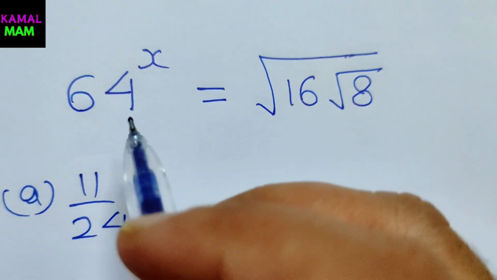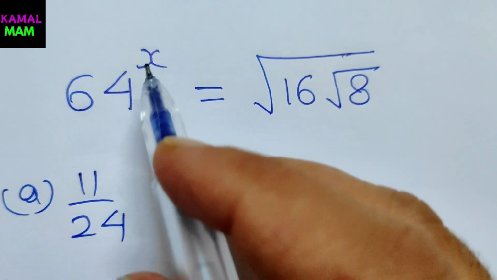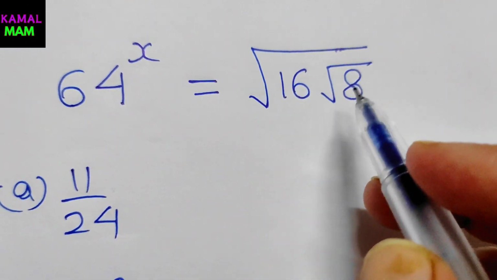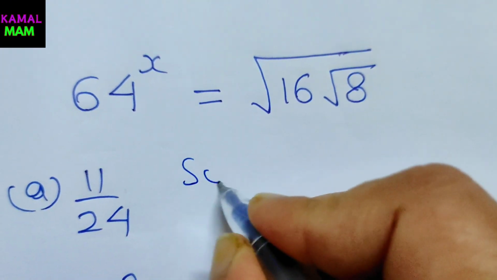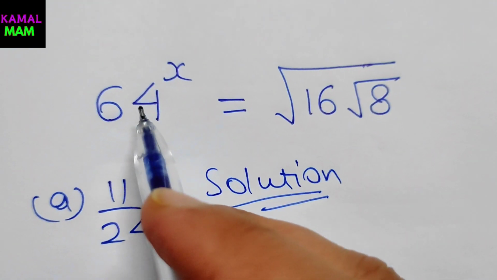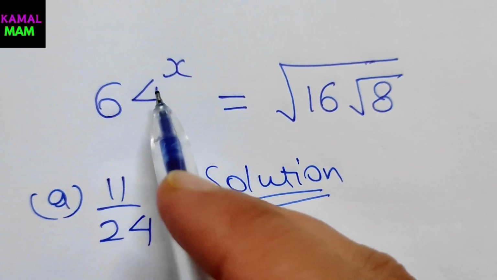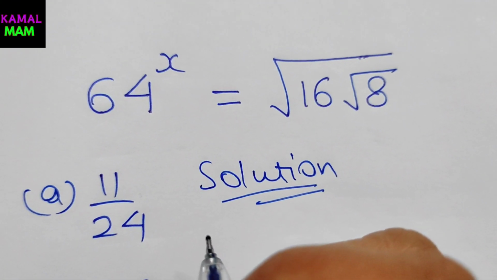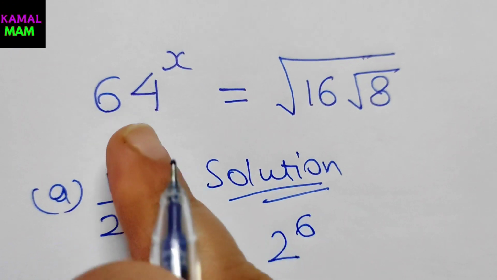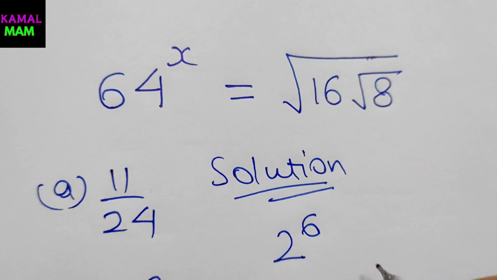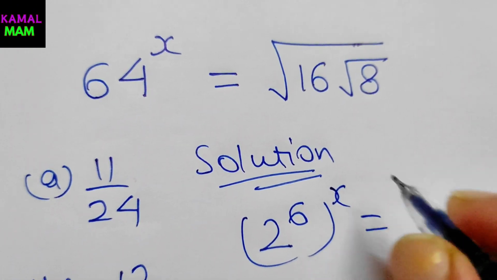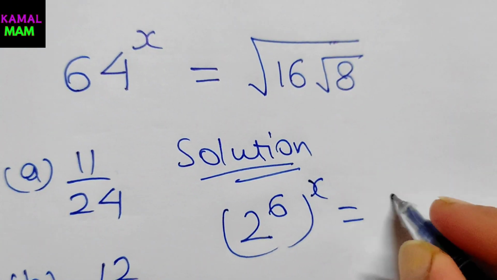So our next question: 64 raised to power x is equal to the square root of 16 times the square root of 8. So its solution is, firstly we can write 64 in terms of 2. How can we write it? As we know, 2 raised to power 6 is 64. So its whole power will be x here, equal to this 16.